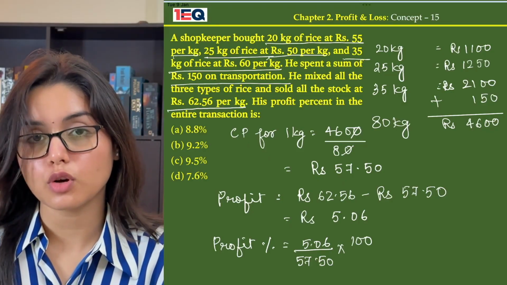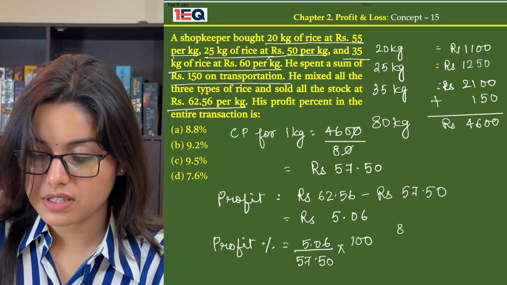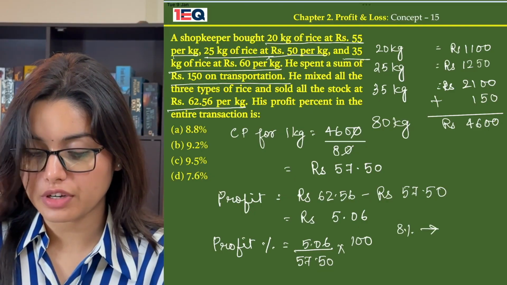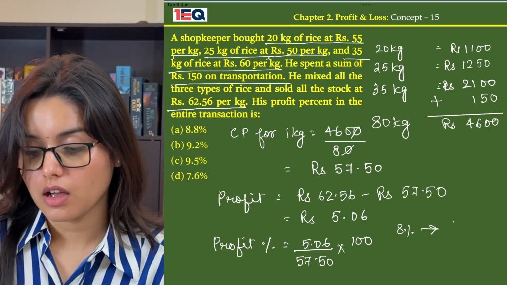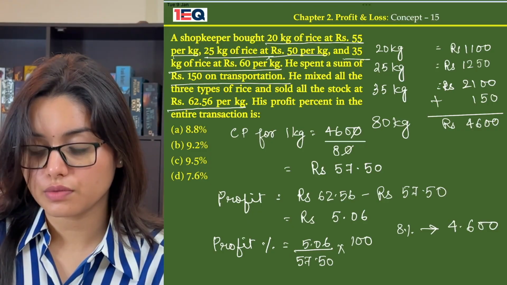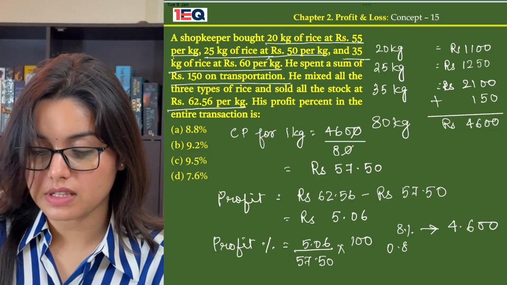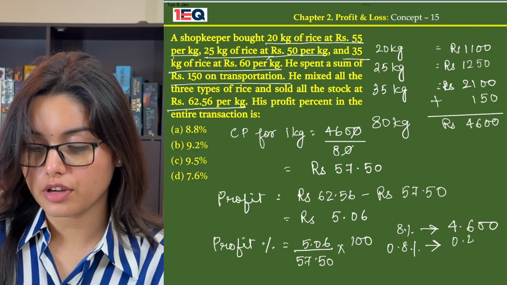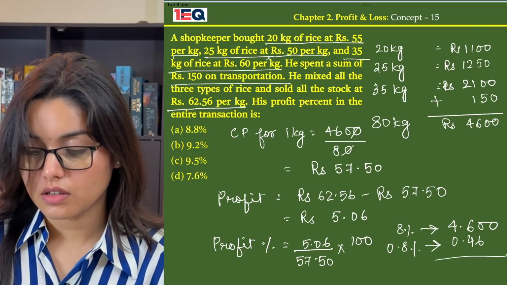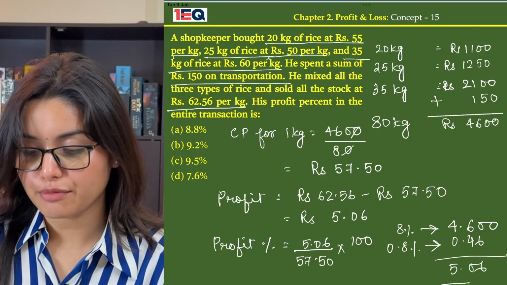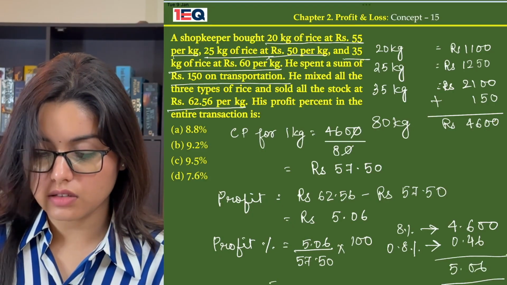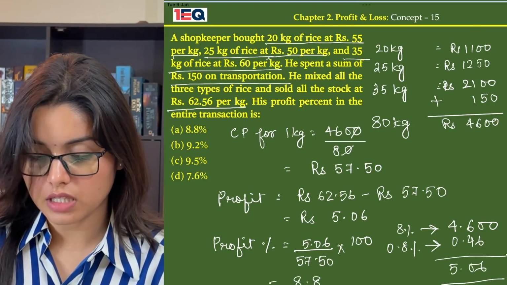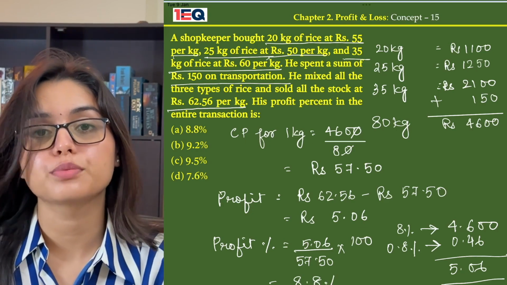So, starting off with option A, we see 8% of 57.50 gives us 4.600, and 0.8% of 57.50 gives us 0.46, which gives us 5.06. So the answer to this question is 8.8%, which is option A.